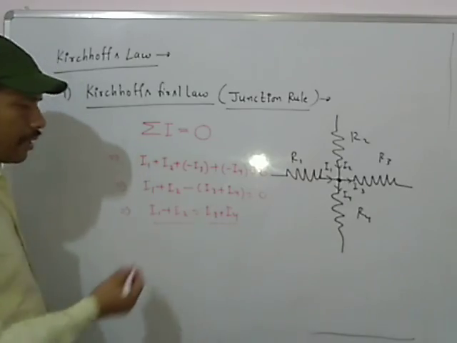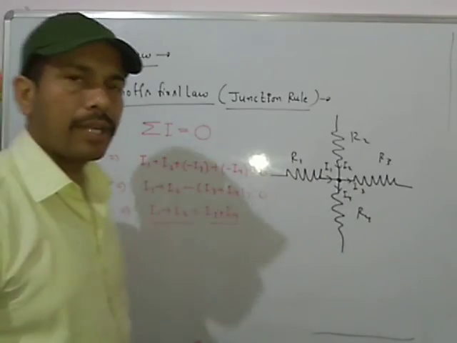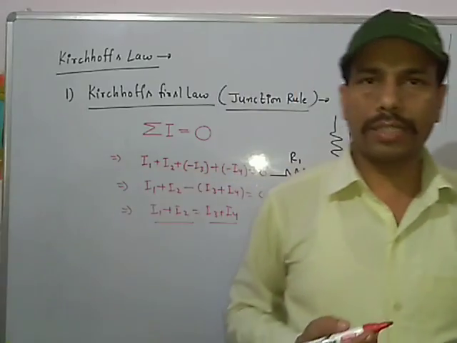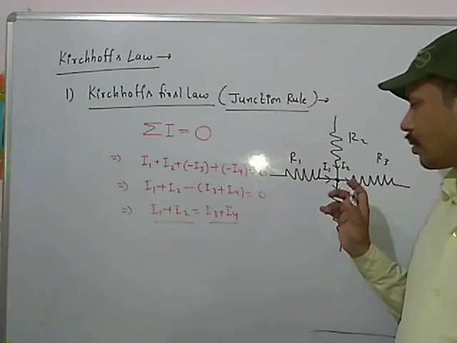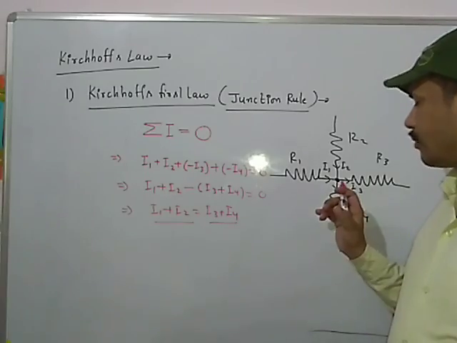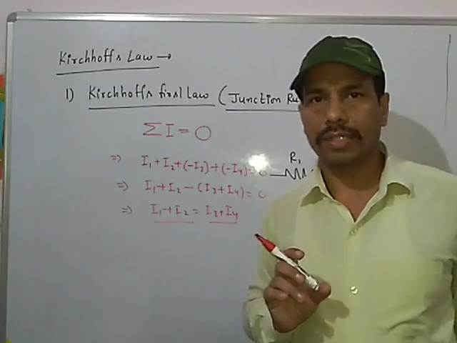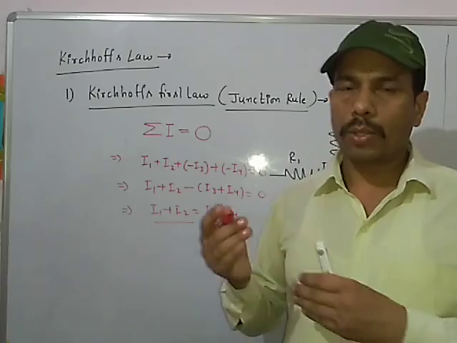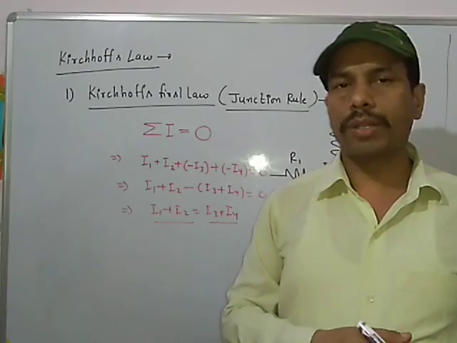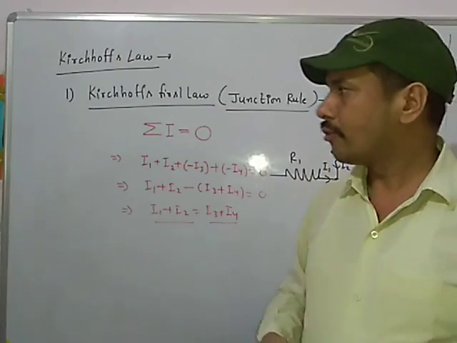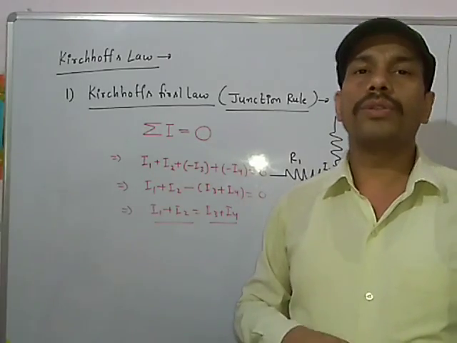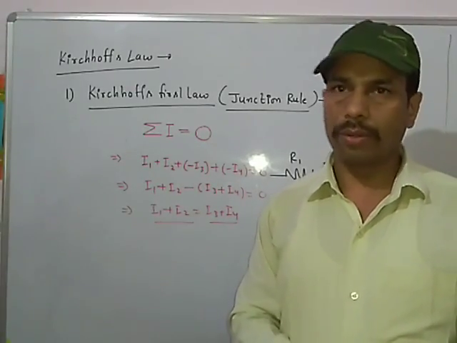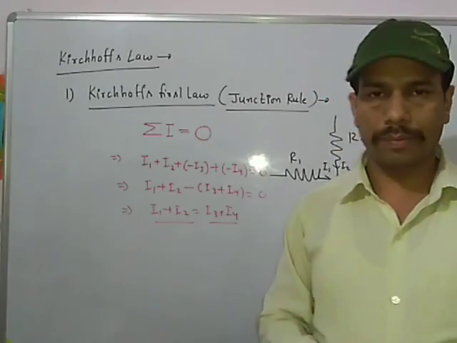Here it is clear that I1 plus I2 is the total current reaching the junction, and I3 and I4 are the currents leaving the junction. It means the total current reaching the junction is equal to the total current leaving the junction. Finally, we can say the net current at a point is 0. This is known as Kirchhoff's first law or junction rule.